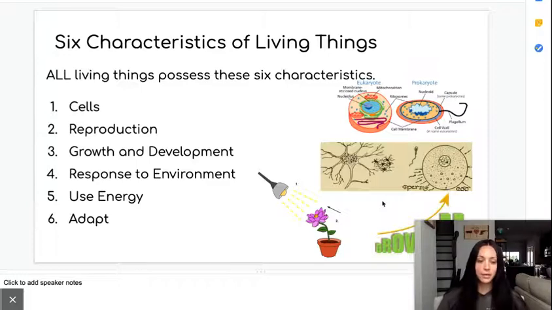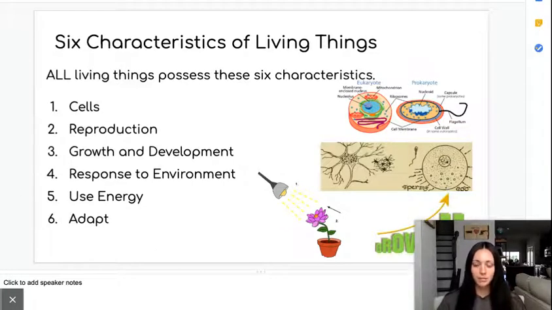The fifth characteristic of all living things is the ability to use energy. As you probably know, living things do a lot of different functions. Think about yourself. In order for those things to happen, they need to utilize energy. That energy comes from our food, and again, we will talk about it in more detail as we go through this unit, but if it is a living thing, it must use energy. And the sixth and final characteristic of all living things is the ability to adapt. This simply means that a living thing can make adjustments or changes to things that happen in their environment.